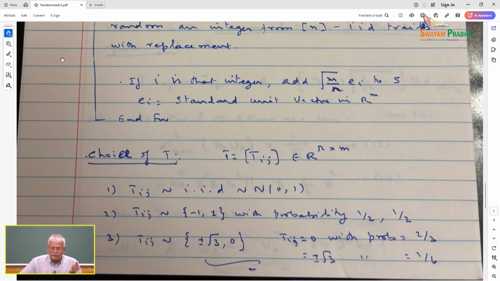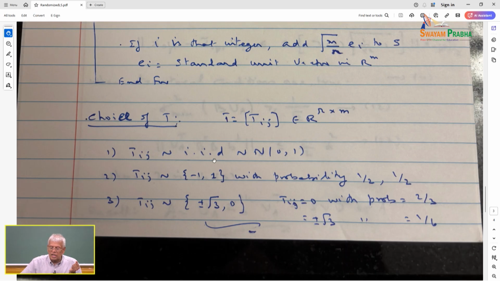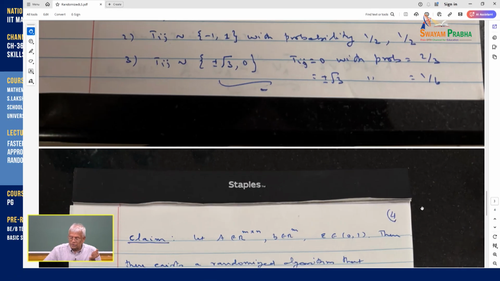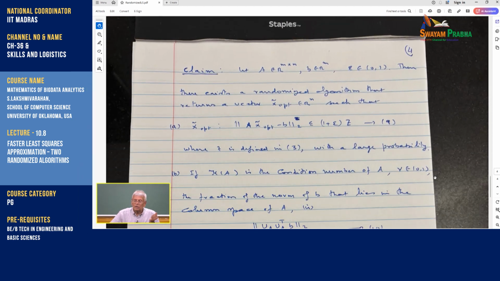On the other hand, if I want to go the random projection way, T is T_ij. I already talked about this. T_ij is IID normal, or T_ij is plus 1 minus 1, or T_ij is plus or minus square root of 3 with probability 1 over 6 each, and 0 with probability 2/3. If I did this, what is it that I am going to achieve?